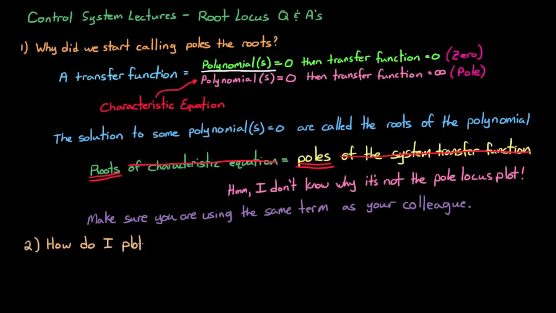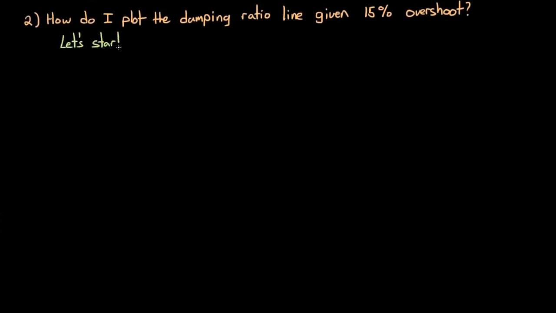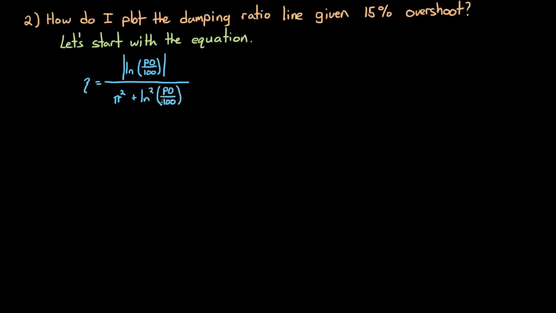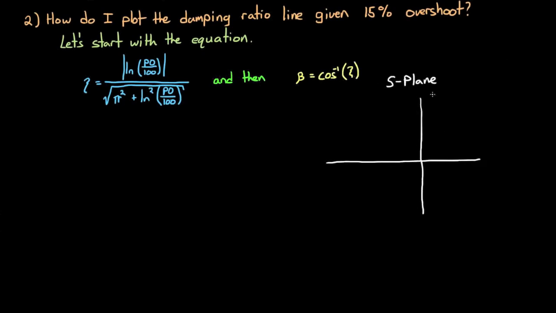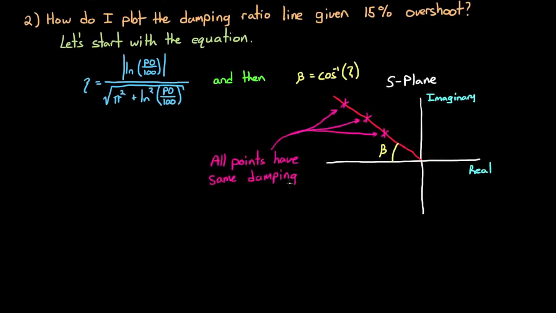Okay, for the second question, I was asked how to plot the damping ratio line on a root locus plot with just overshoot given as 15%. Let me just start with the equation because it's really easy to calculate. You can go from percent overshoot in the time domain to damping ratio in the s domain with this equation, and then you can convert the damping ratio zeta into an angle beta by taking the inverse cosine of it. Beta is the angle off the negative real axis in the s-plane. So that if you draw a straight line from the origin at that angle, all points along that line have the exact same damping ratio.